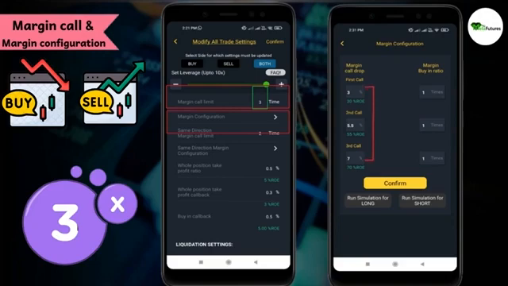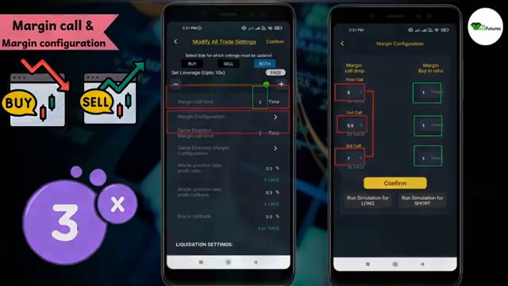I have entered 3 in the margin call limit, so 3 calls are getting displayed here. Whenever the trade comes down by 3%, the first call will hit and the bot will buy or sell a trade once. When the trade comes down by 5.5%, the second call will hit and the bot will buy or sell a trade once. When the trade comes down by 7%, the third call will hit and the bot will buy or sell a trade once.